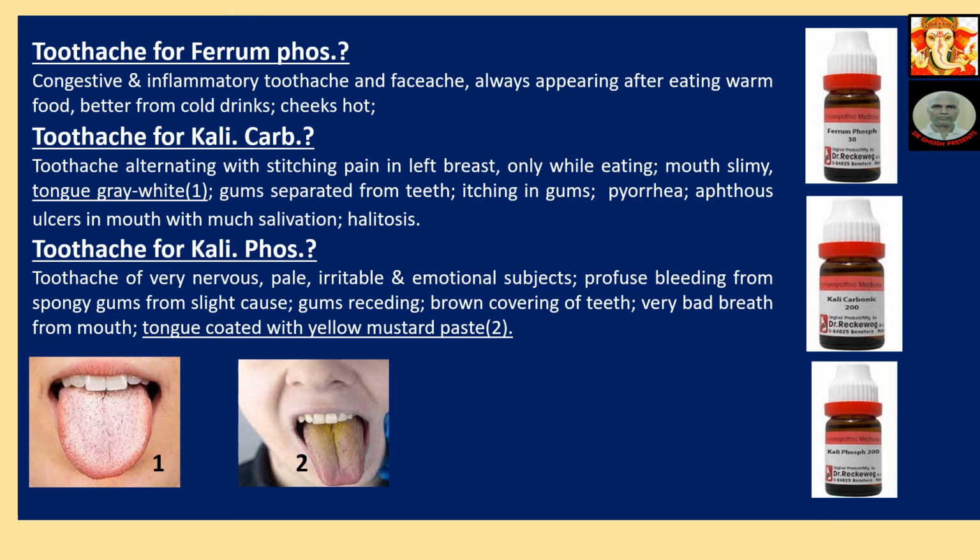Toothache for Kali phos, toothache of very nervous, pale, irritable, emotional subjects, profuse bleeding from spongy gums from slight touch, gums receding, brown covering of teeth, very bad breath from mouth, tongue coated with yellow mustard paste like. This is picture 2.